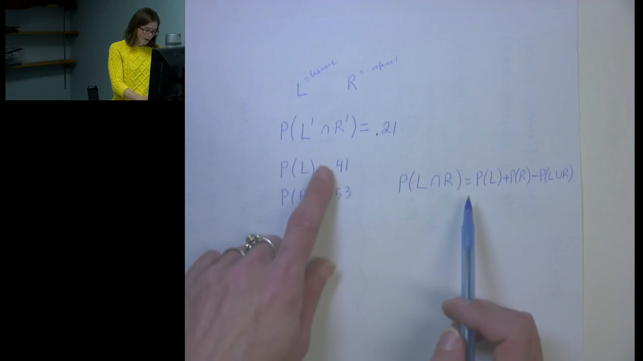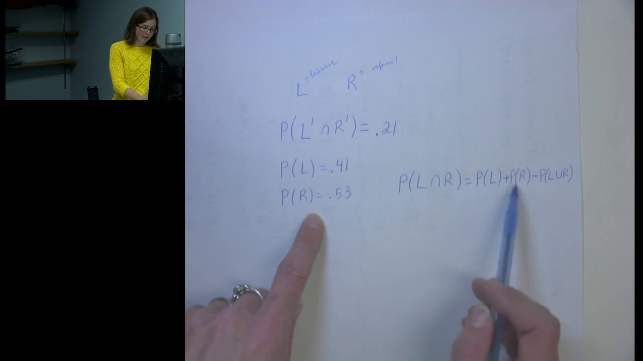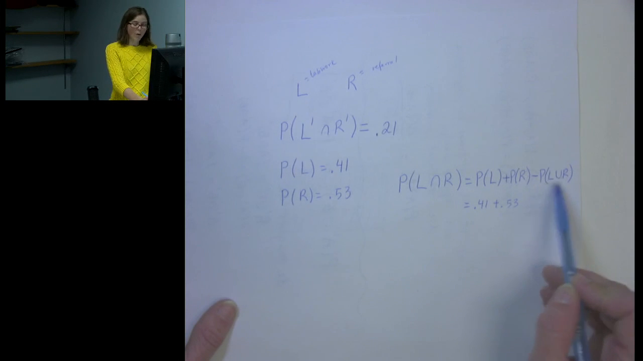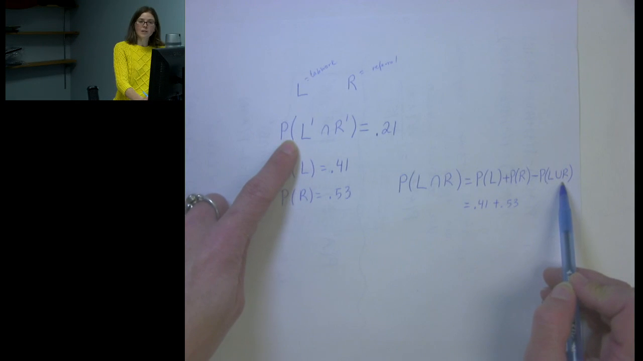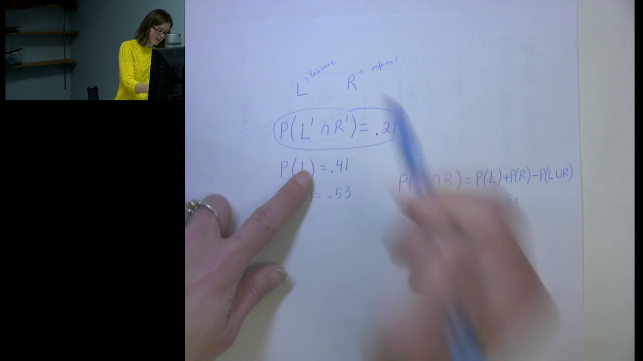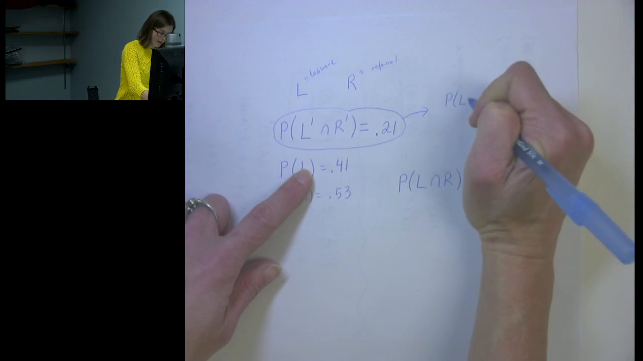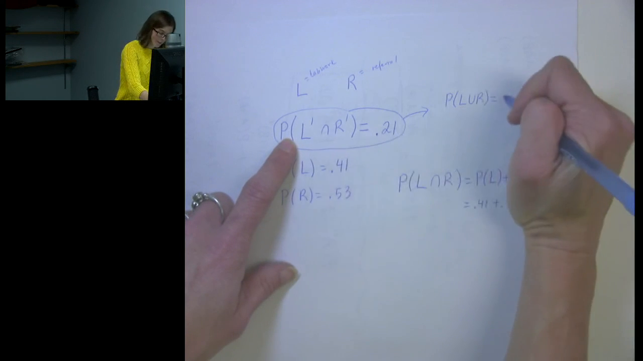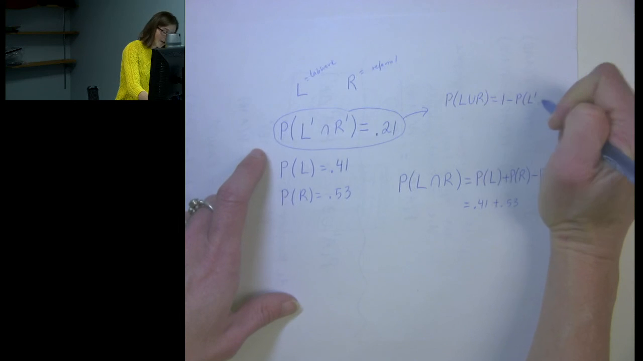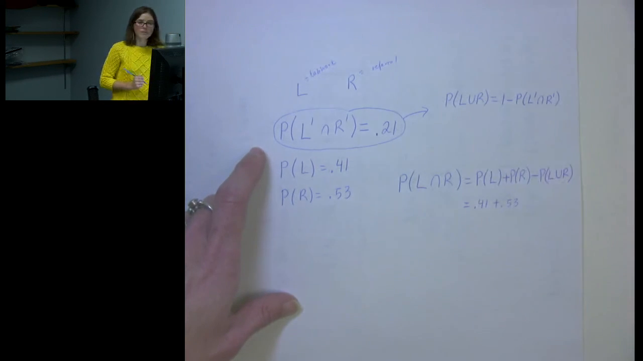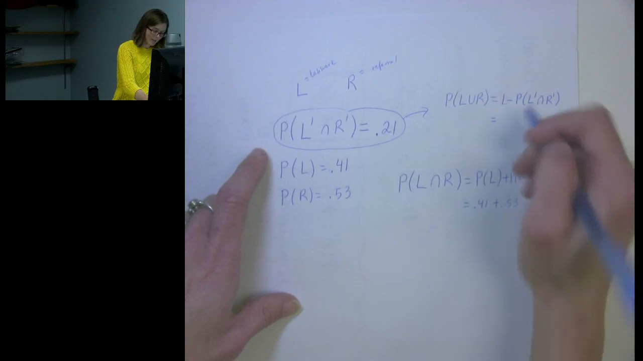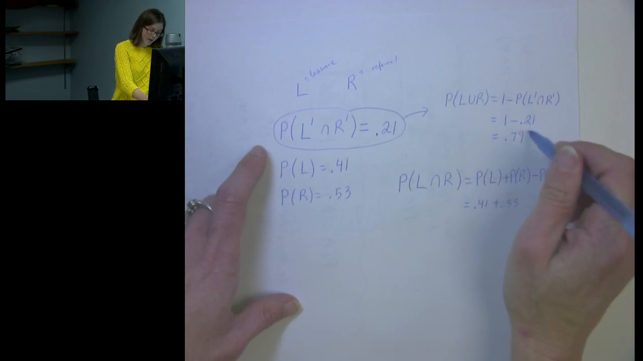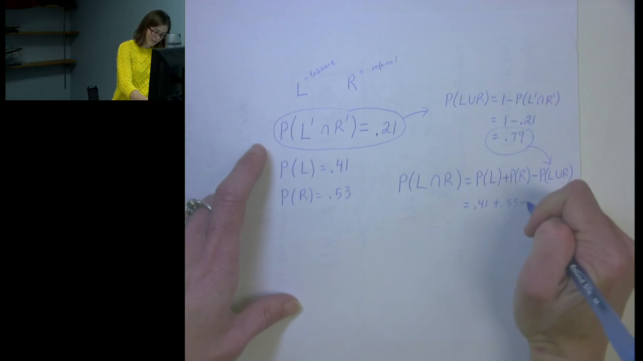So we know lab work and we know the referral. What's the probability of having lab work or a referral? You're right, you need De Morgan's law, because this part tells me that the probability of having lab work or a referral, because it's the complement of this event, is going to be 1 minus the probability of not having lab work and not having a referral. So now I can take 1 minus my 0.21. That gives me 0.79. And now I can use this to subtract.